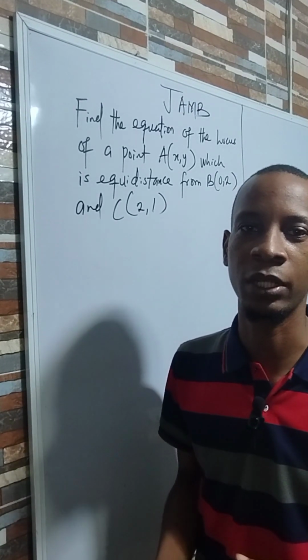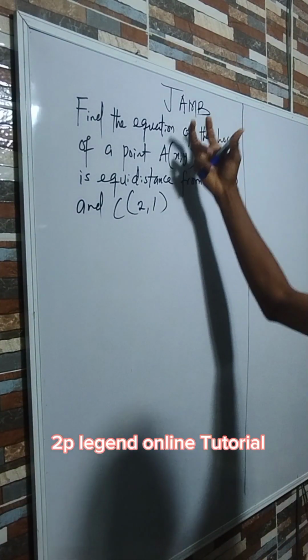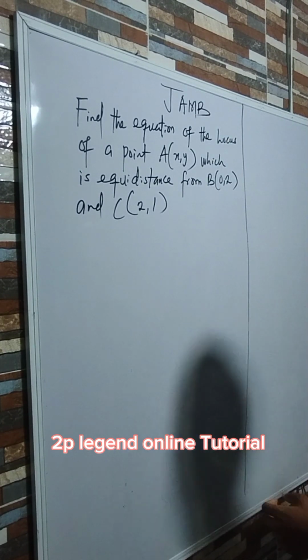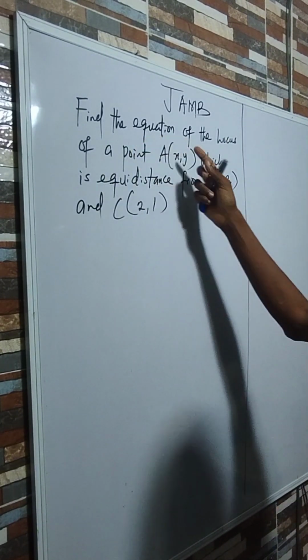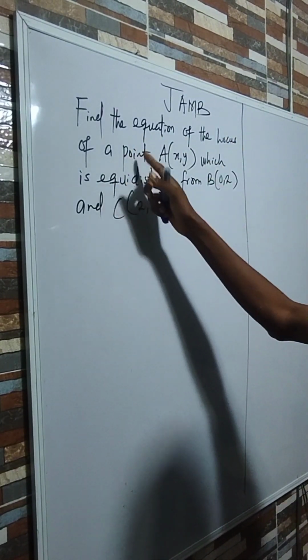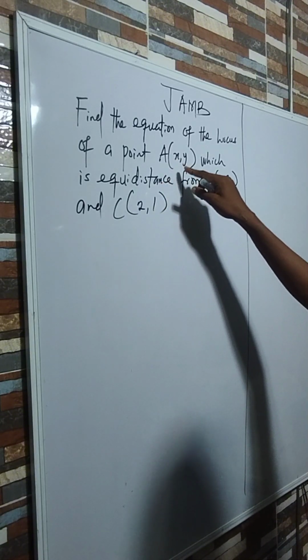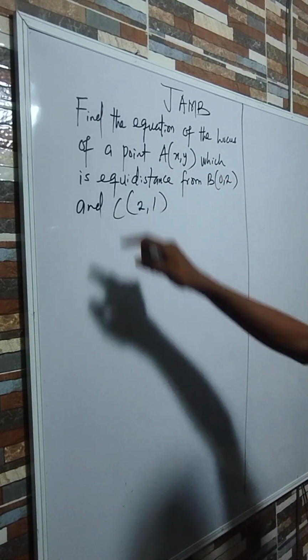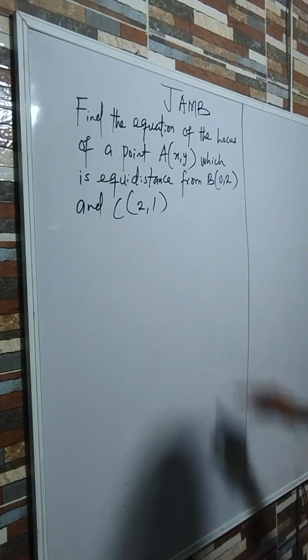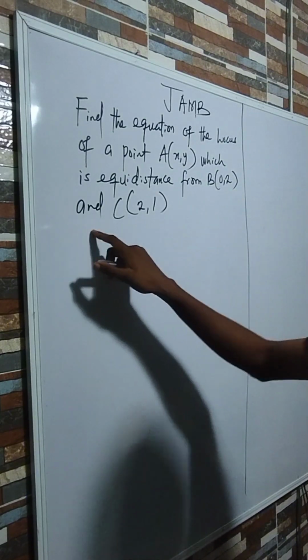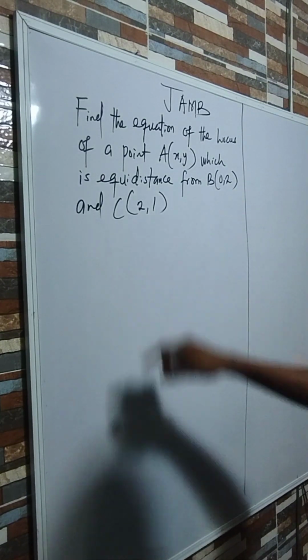This morning we are going to be looking at this particular question. It's a JAMB question, and it says: find the equation of the locus of a point A(x, y), which is equidistant from B(0, 2) and C(2, 1).